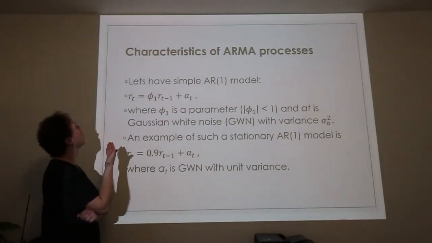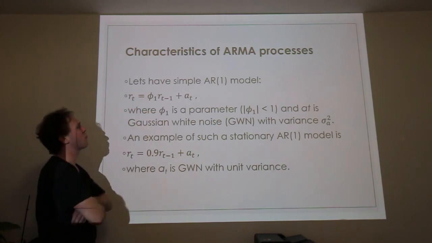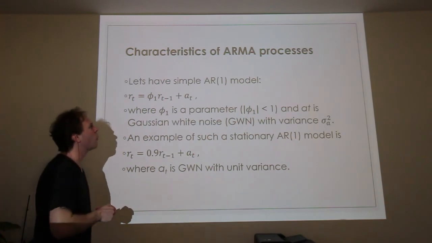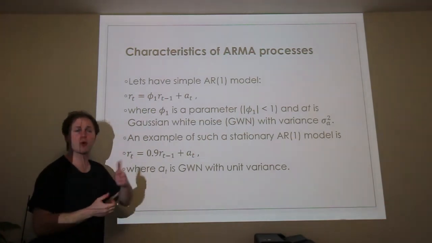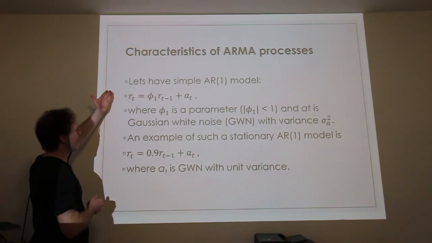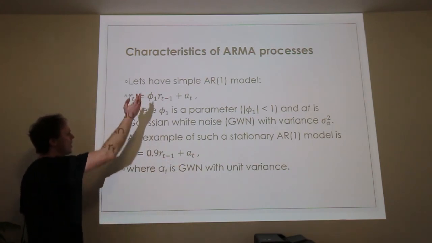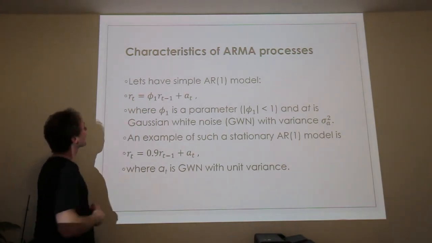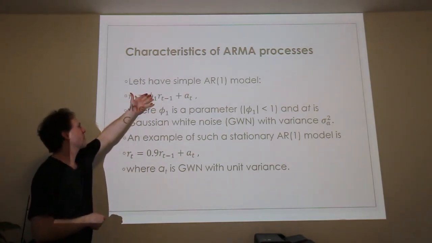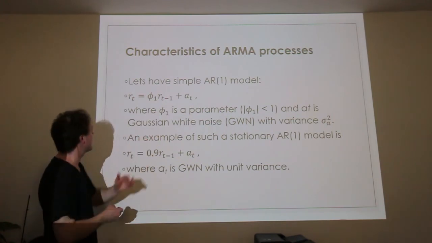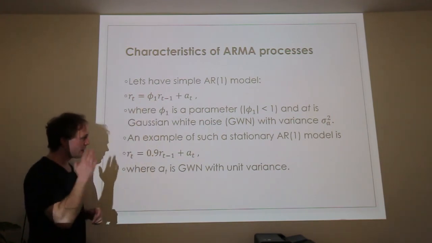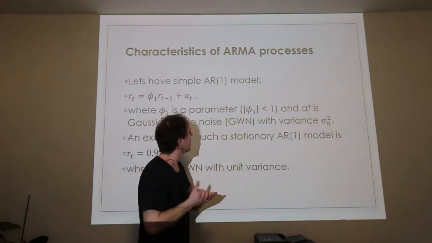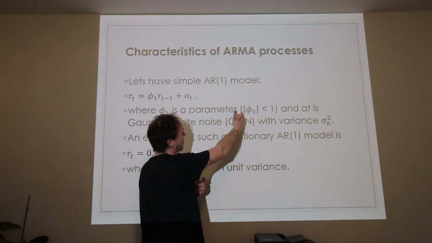We will continue with characteristics of ARMA processes. Let's have a simple autoregressive model of the first order. Here, for example, we have returns denoted as r_t equal to phi_1 times r_{t-1} plus a_t, where phi_1 is the parameter of the autoregressive part.